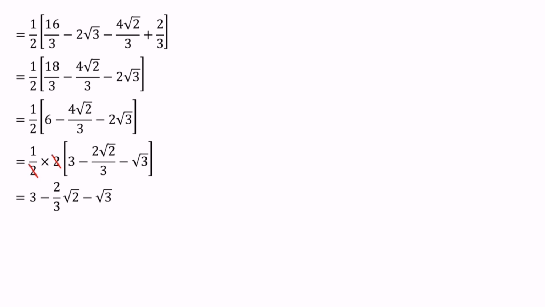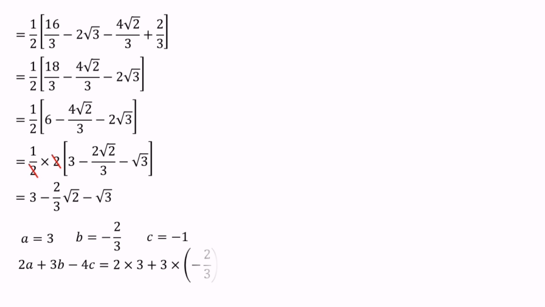Observing this result, we get A as 3, B as minus 2 over 3 and C as minus 1. Now we need to calculate the value of 2A plus 3B minus 4C. Let's substitute the values. Then we get 2 times 3 as 6. 3 times minus 2 over 3 as minus 2. Minus 4 times minus 1 as 4. 6 plus 4 equals 10. 10 minus 2 equals 8. So we get the final answer as 8.